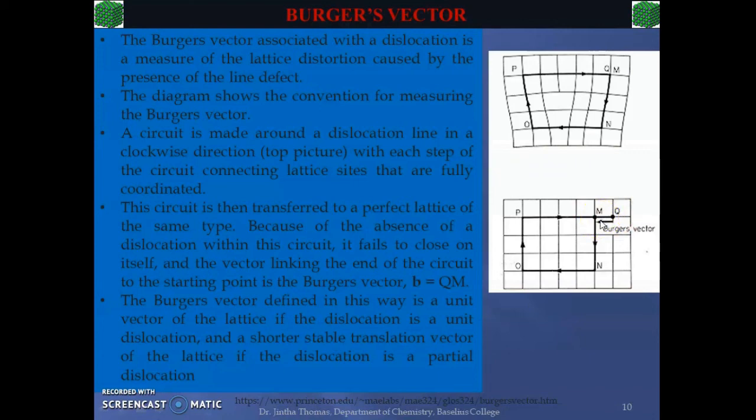The Burgers vector defined in this way is a unit vector of the lattice if the dislocation is a unit dislocation. If the dislocation is a unit dislocation, the Burgers vector would correspond to a unit vector quantity. And it is a shorter stable translation vector of the lattice if the dislocation is a partial dislocation. If it was a partial dislocation, say this extra half plane was here in the middle of this unit cell distance, the Burgers vector obtained would also be shorter.